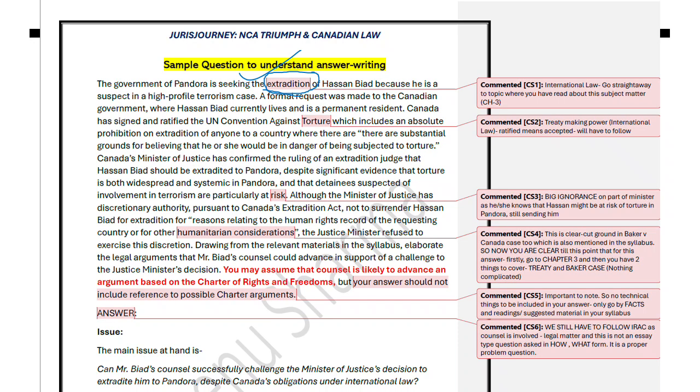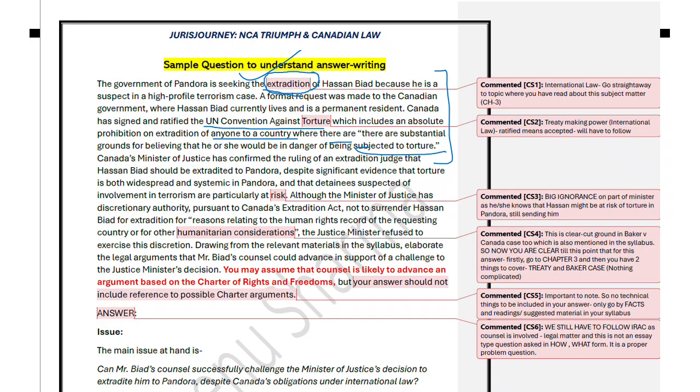Of Hassan Biat, because he is a suspect in a high profile terrorism case, a formal request was made to the Canadian government where Hassan Biat currently lives and is a permanent resident. Very simple. Canada has signed and ratified the UN Convention Against Torture, which includes an absolute prohibition on extradition of anyone to a country where there are substantial grounds for believing that he or she would be in danger of being subjected to torture. That if extradited, that person may be subject to torture.